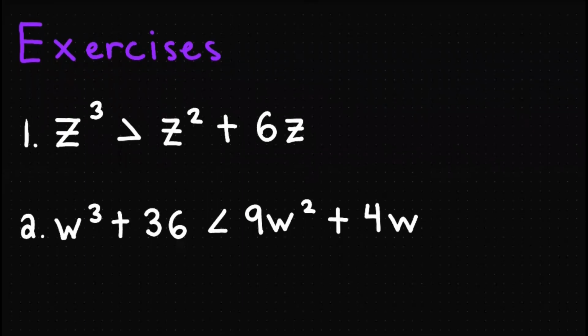To end this video, here are 2 exercises that you can work on. So in the first one, we've got z cubed is greater than z squared plus 6z. And on the second one, we've got w cubed plus 36 is less than 9w squared plus 4w.